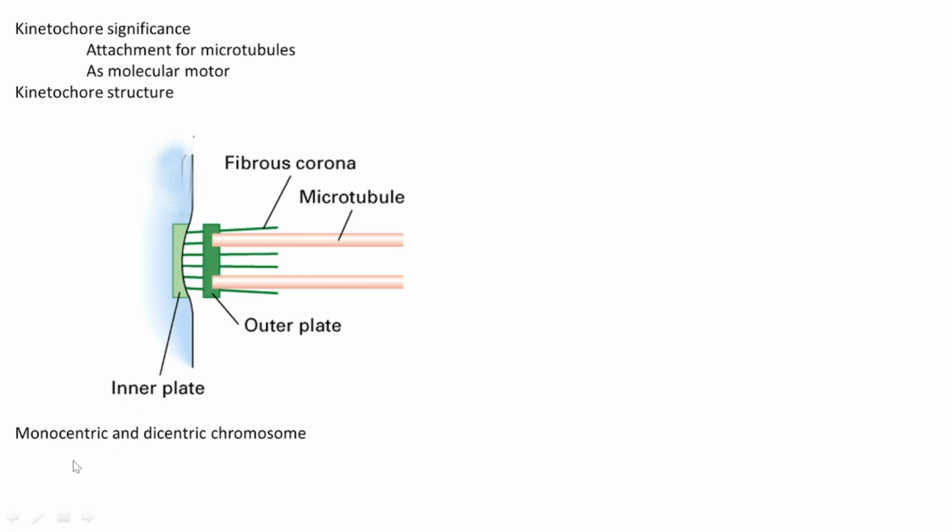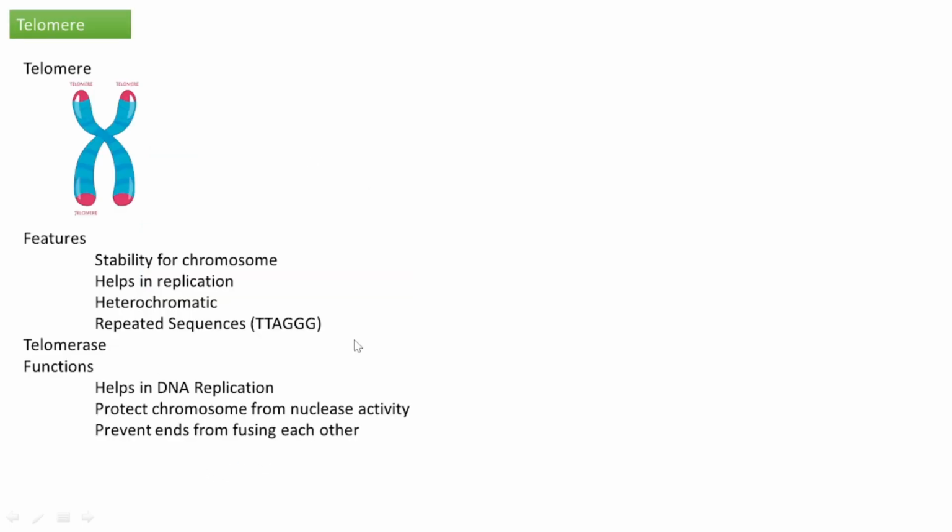Okay, then we need to understand another two terms. What is monocentric and dicentric chromosome? Mono means single. Monocentric means only one centromere is present in a chromosome. Then that type of chromosome is called monocentric. If a chromosome has two centromeres, then it is called a dicentric chromosome.